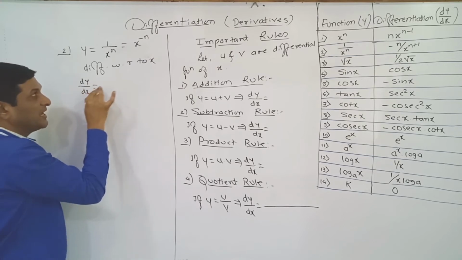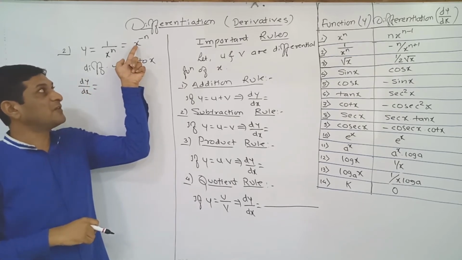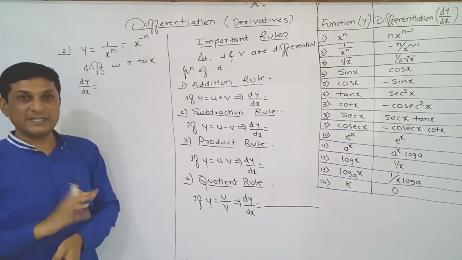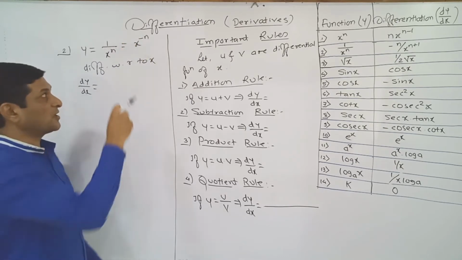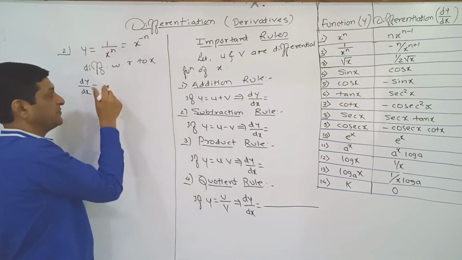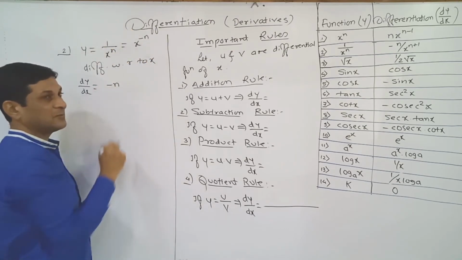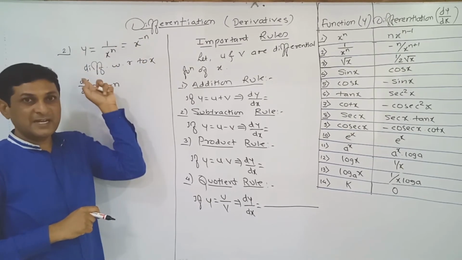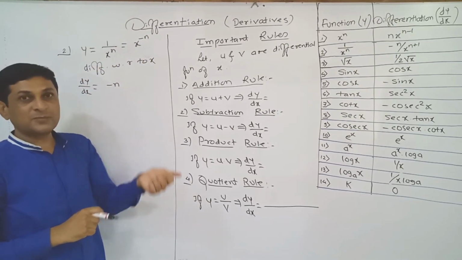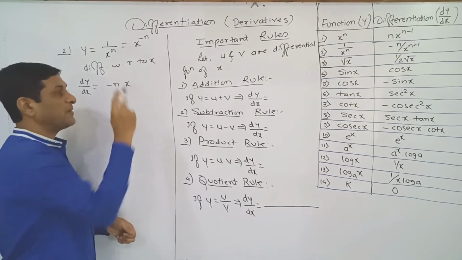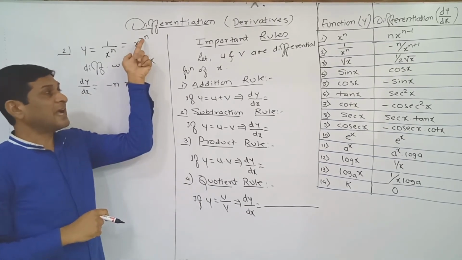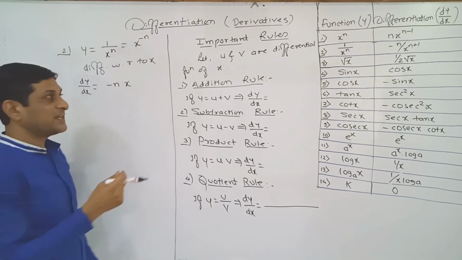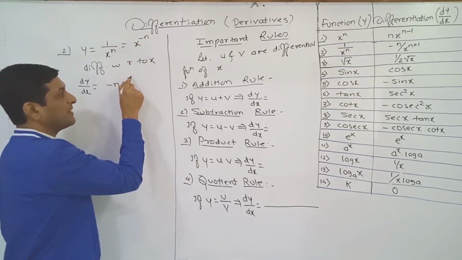As it stands, this function is in the form of x raised to power n. But what is the value of n here? Minus n. Now according to the first formula, first take this power as a coefficient. We have taken this power, minus n, as the coefficient. Now decrease the power by 1. So decrease the power of x by 1. As it stands, what is the power? Minus n. If we decrease it by 1, it will become minus n minus 1.